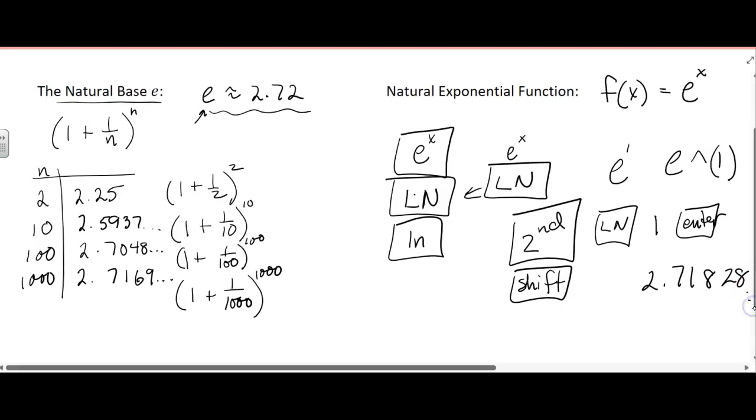So there's more digits, but that is approximately 2.72. Okay, so that's what we're using for e. That's where it comes from, and that's how we get it.